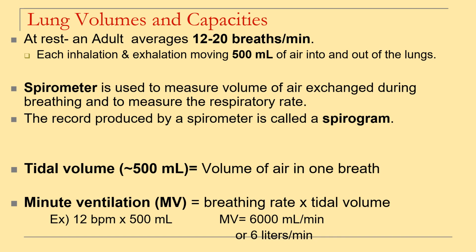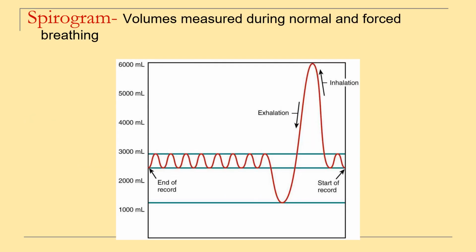Then with that information, once we get the breathing rate, then we can figure out the minute ventilation. So this is just how much we're breathing in a minute. So it's your breathing rate, 12 to 20 breaths per minute, times the tidal volume, which is always 500 milliliters. So for our example here, if we have a patient who's taking 12 breaths per minute, we can multiply that by 500, and that's going to get us to about 6 liters of air a minute. Exhalation.